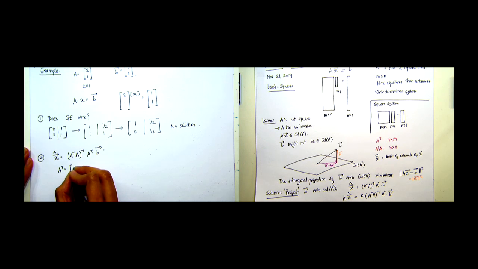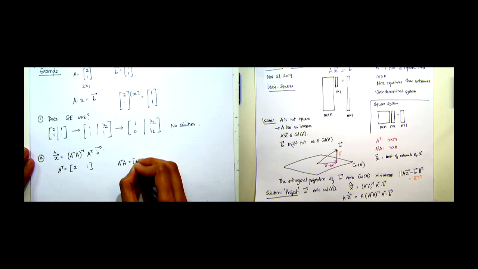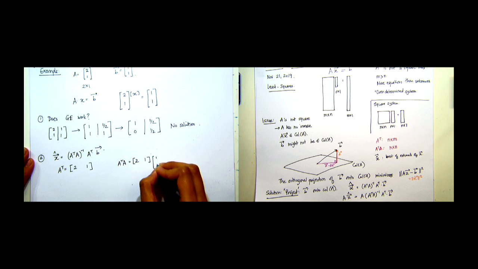A transpose is a row vector, right? And it's going to be 2, 1. So A transpose A is equal to 2, 1 times 1, 2. 2, 1 times 2, 1.